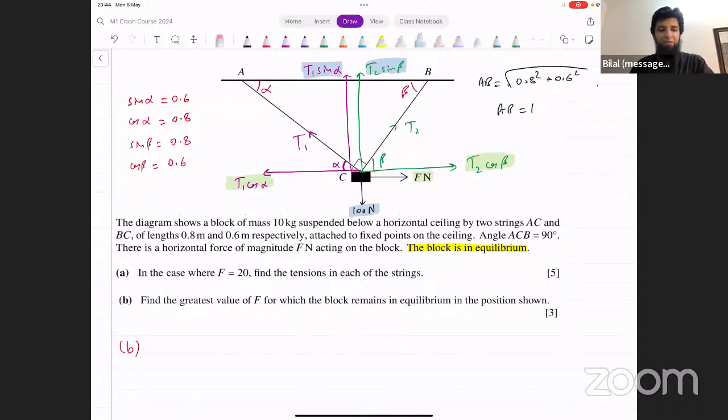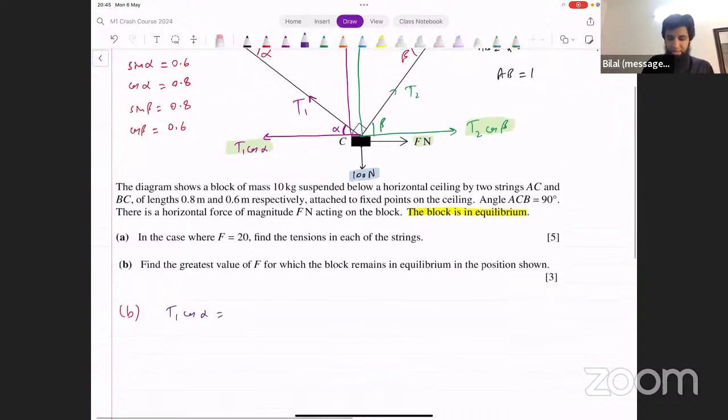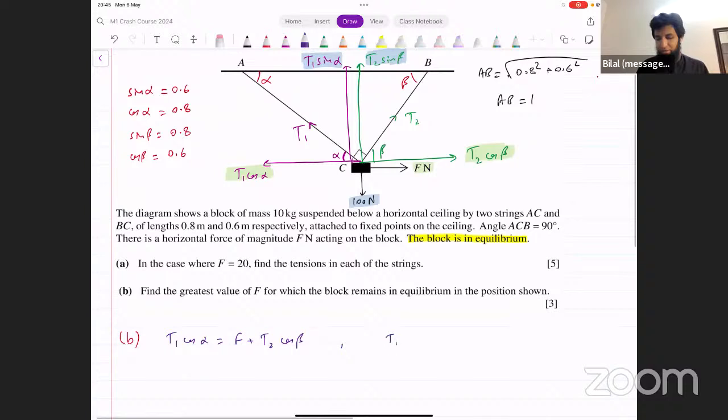Forces acting to the left are equal to forces acting to the right, and the forces acting upwards are equal to the forces acting downwards. Just equate the opposite forces. What do you get from that? You get T1 cos alpha equals F plus T2 cos beta. And upward forces and downward forces are supposed to be equal, so T1 sine alpha plus T2 sine beta should equal 100. You get these two equations.